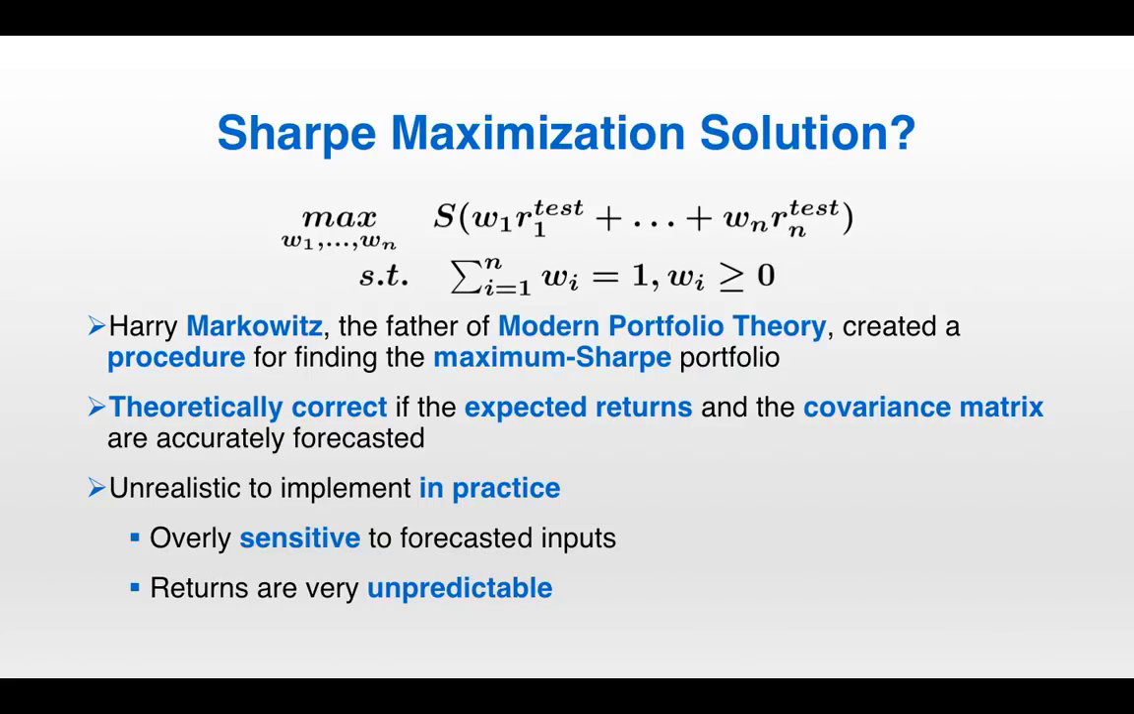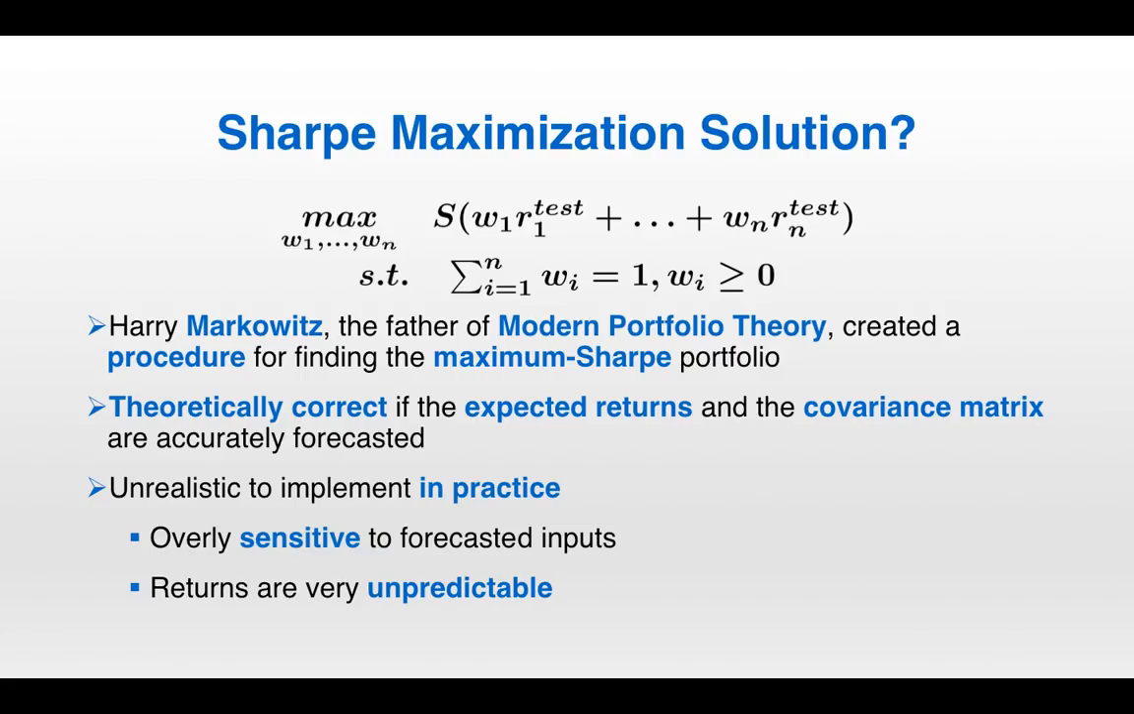His model is theoretically correct if the expected returns and the covariance matrix are accurately forecasted. Unfortunately, the model is unrealistic to implement in practice. It is overly sensitive to forecasted inputs, and the returns in particular are very unpredictable. It is almost impossible to accurately forecast the returns of a parameter set.